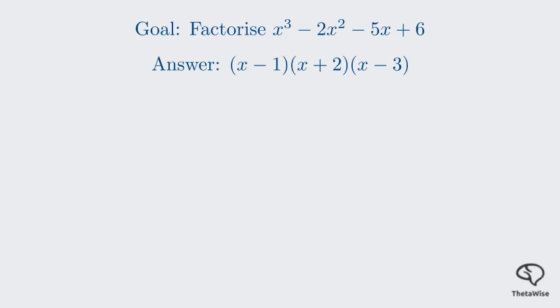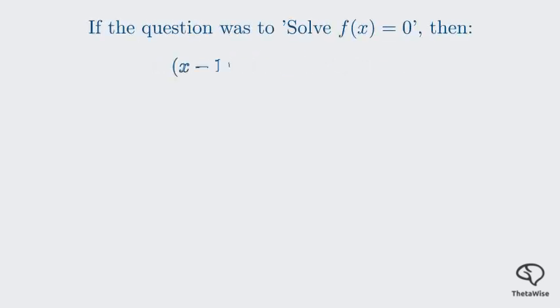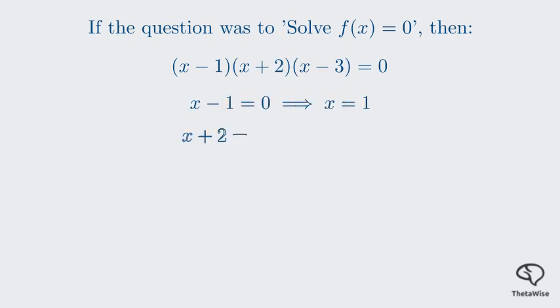If the question were to solve the equation x cubed minus 2x squared minus 5x plus 6 equals 0, then we would set each factor to 0. X minus 1 equals 0 gives x equals 1. X plus 2 equals 0 gives x equals negative 2. And x minus 3 equals 0 gives x equals 3. These three values are the solutions or the roots of the equation.